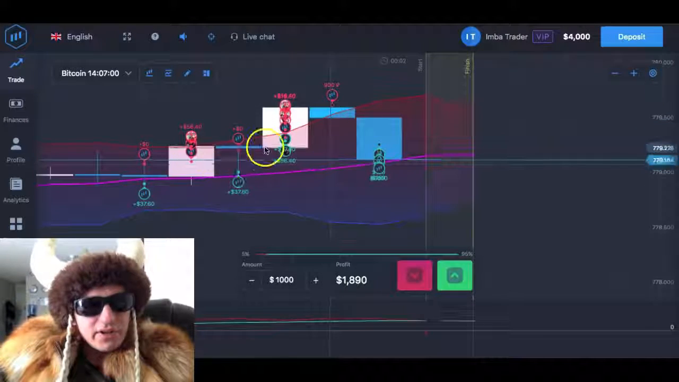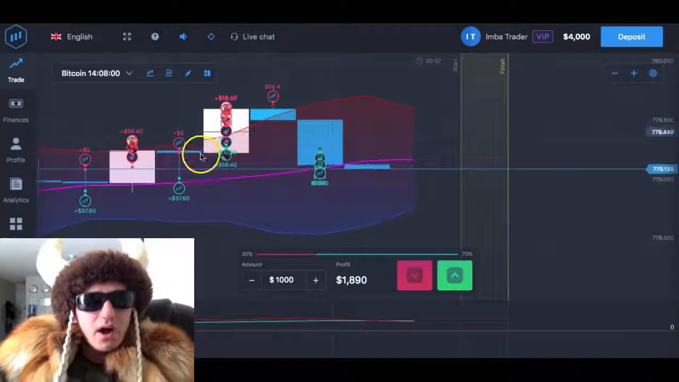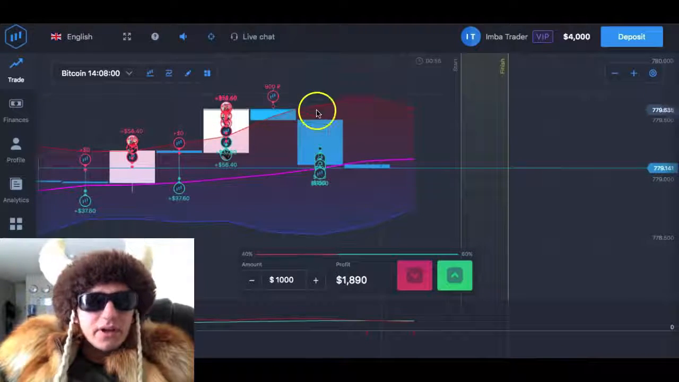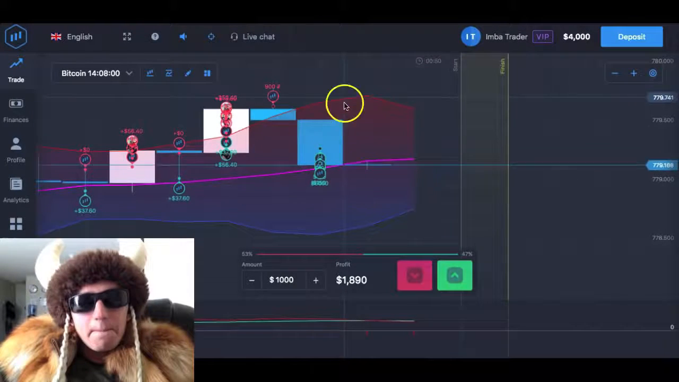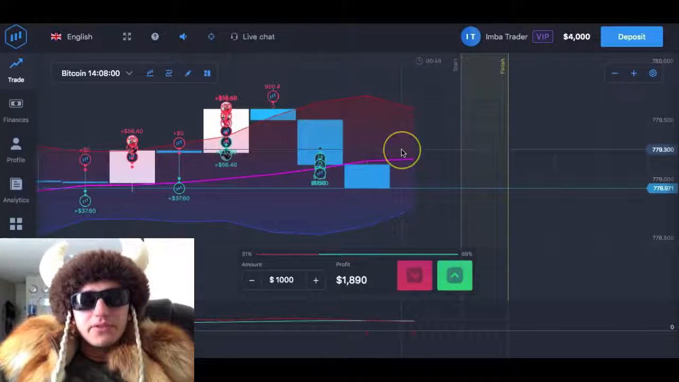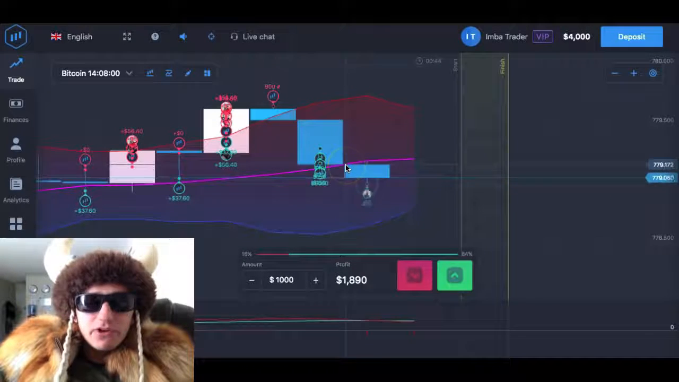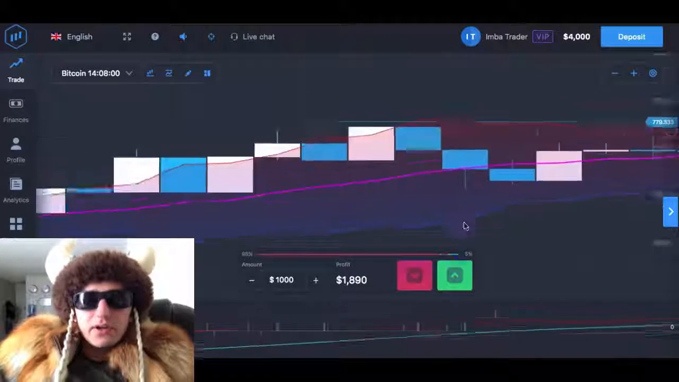channel that is created here. It consists of 3 lines. The middle line is the moving average, and the upper and lower lines are on the same distance from the moving average, and they create the price channel.